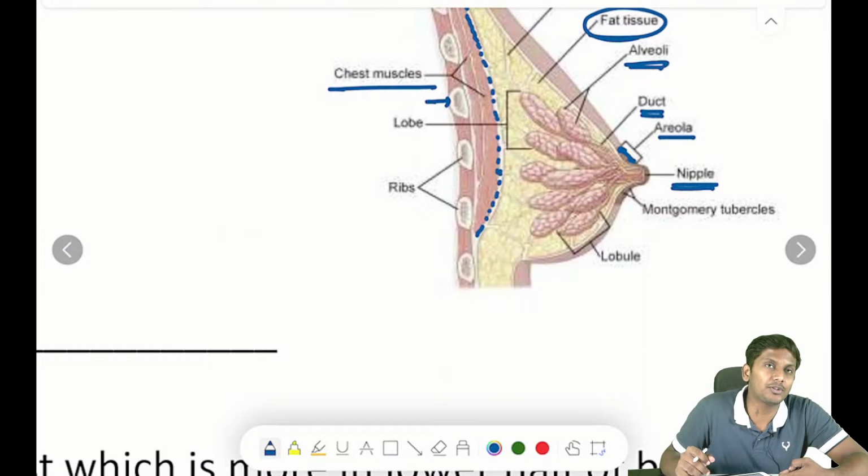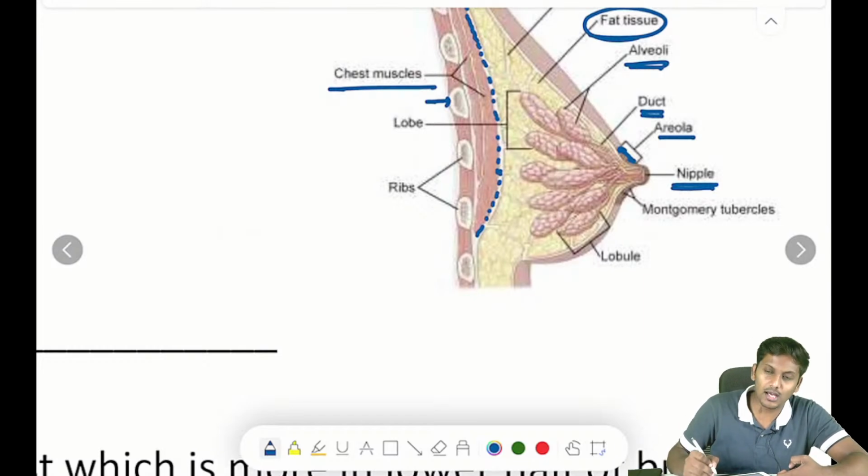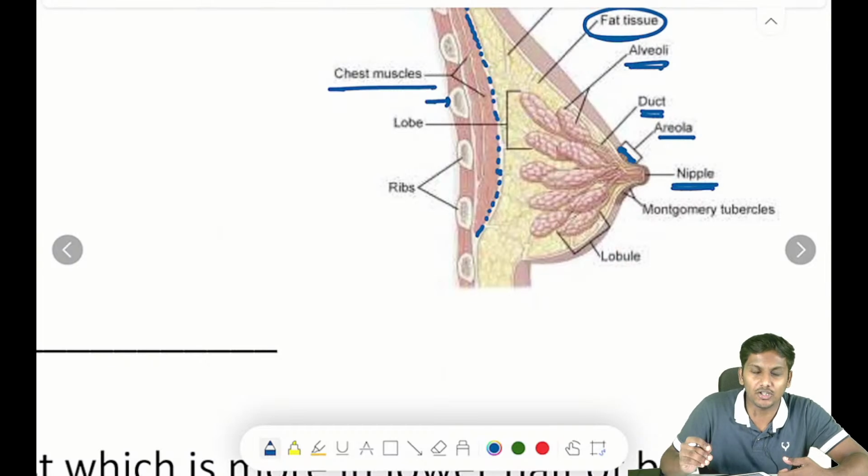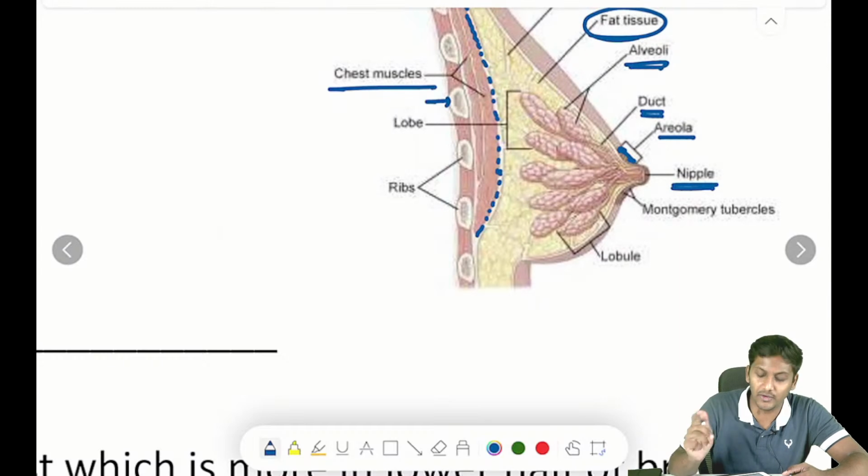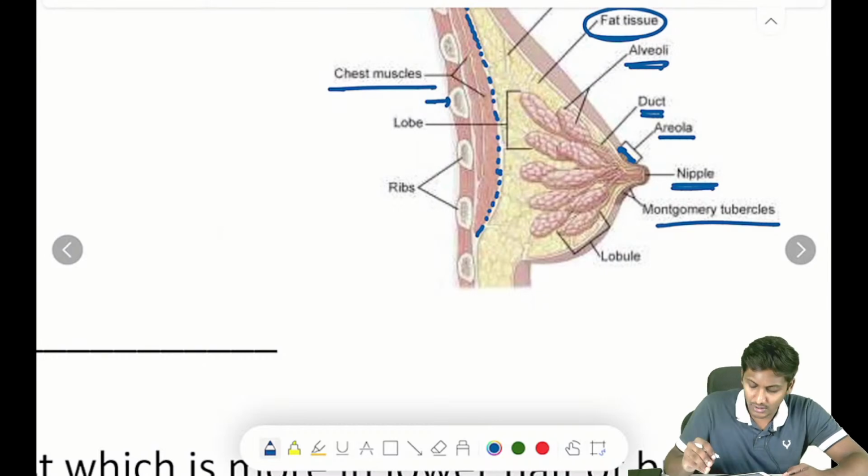In this areola, we will have some small sebaceous glands. These sebaceous glands undergo hypertrophy during pregnancy or lactation, and then they become more prominent. These prominent sebaceous glands, due to hypertrophy in pregnancy or lactation, are called Montgomery tubercles. Okay, these will usually be called Montgomery tubercles.